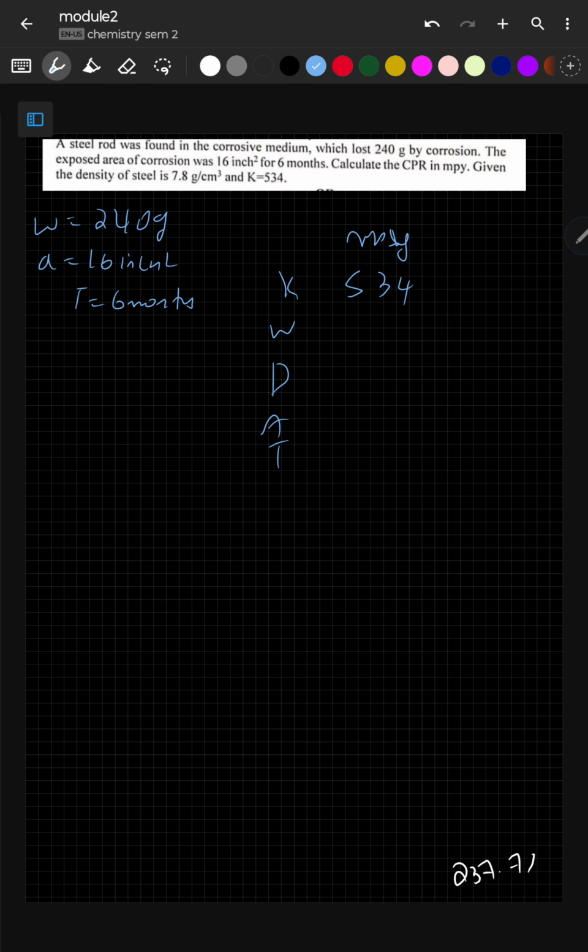This is 534. Weight is 240 into 1000. Density is 7.8 gram per centimeter cube. And area is 16 inch square. We need in inch square itself. And time is 6 months. We need it in hours, so it's going to be 6 into 30 into 24. Do not get confused with years. I was about to write it as 0.5 years, basically half of the year, but then it's wrong. We want it in hours. That thing I'm constantly forgetting, so you don't have to forget that.